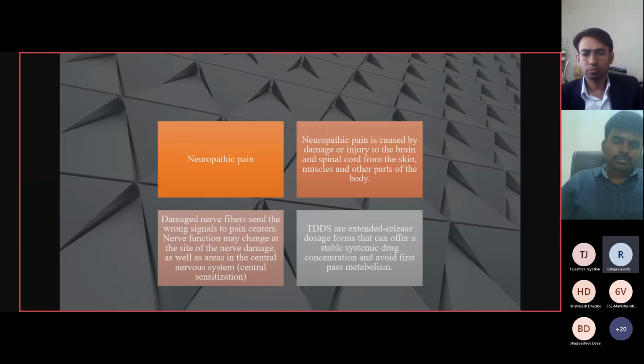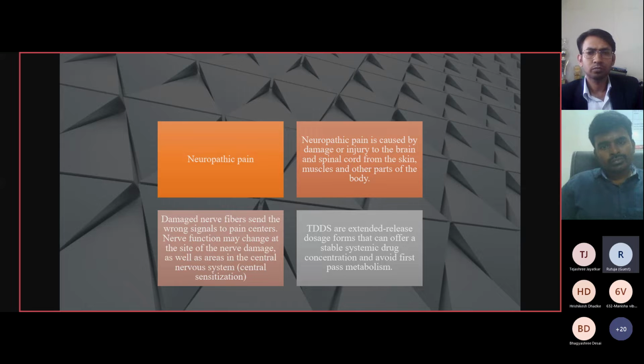As the first presenter, Yash Acharya has already explained the advantages of TDDS. TDDS are extended release dosage forms that can offer a stable systemic drug concentration and also avoid first pass metabolism with a controlled release system.